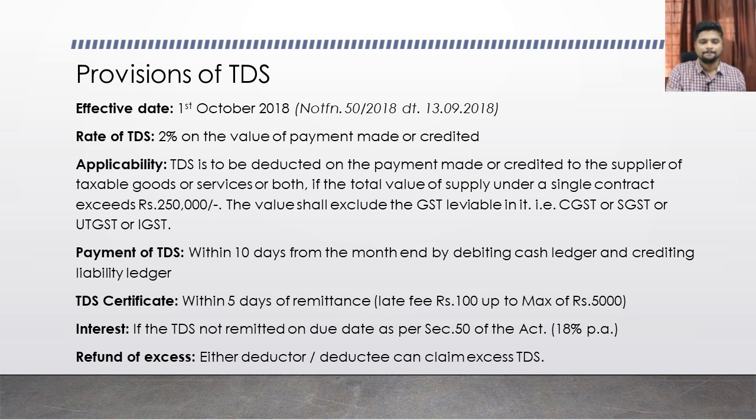under a single act. Next one is, if the TDS is not deducted, or if the TDS is deducted and not remitted to the government on the due date, then there is an interest liability. Interest liability under section 50, which is 18% per annum. Interest at the rate of 18% per annum under section 50 has to be paid if the TDS is not deducted, or if the TDS is deducted and not paid to the government.